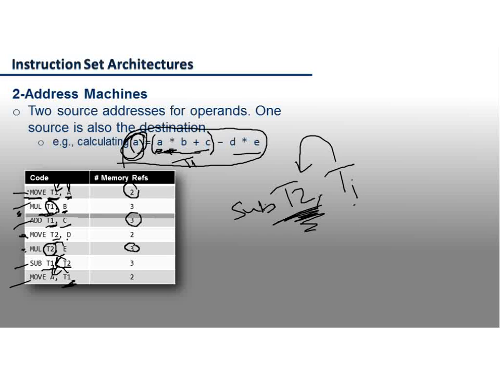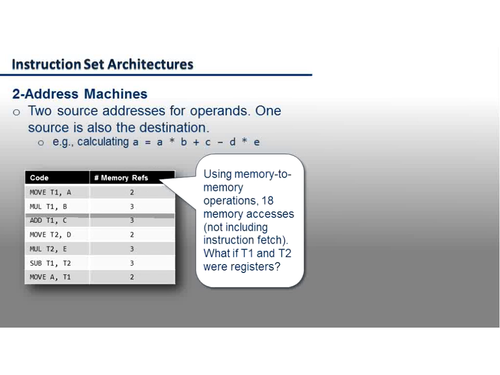But the number of memory accesses is quite large. We have to work them out. So how many times did you access the memory now? 18 times. Yes, thank you. 18 times, because we have to add them up. So 2 plus 3 plus 3 plus 2 plus 3 plus 3 plus 3 plus 2 gives us 18. So 18 times we access the memory. Quite a large number.